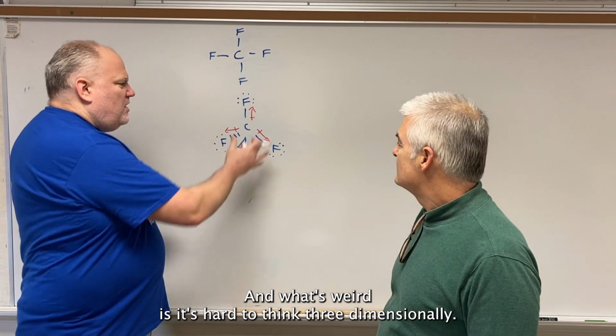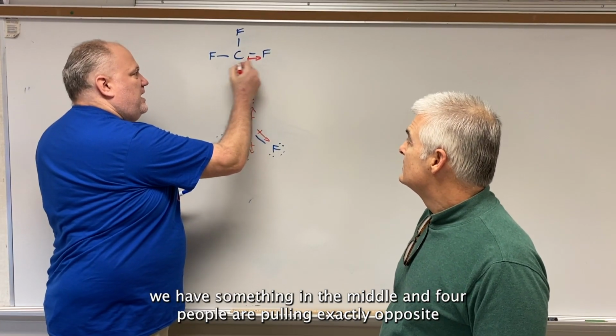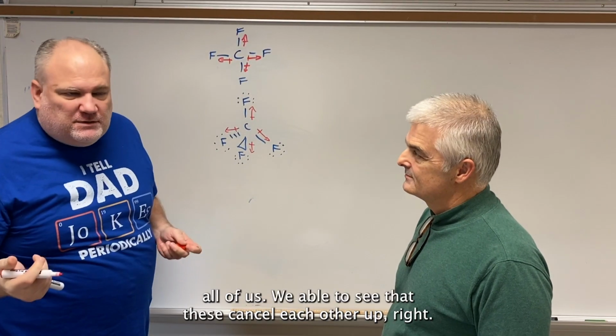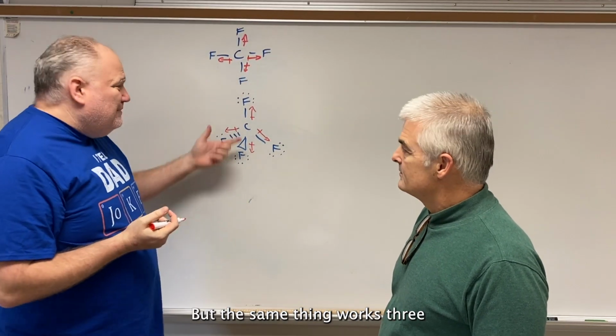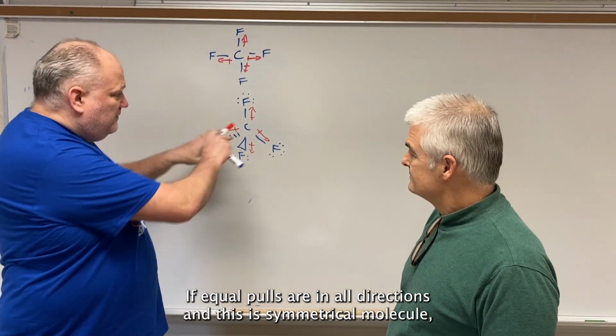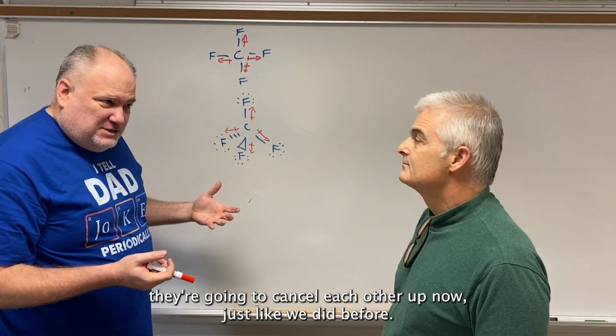And what's weird is it's hard to think 3-dimensionally. Like if we were to say, hey, we have something in the middle and 4 people are pulling exactly opposite, all of us will be able to see that these cancel each other out, right? But the same thing works 3-dimensionally. Even though it doesn't appear the way we've drawn it, if equal pulls are in all directions, and this is a symmetrical molecule, they're going to cancel each other out.